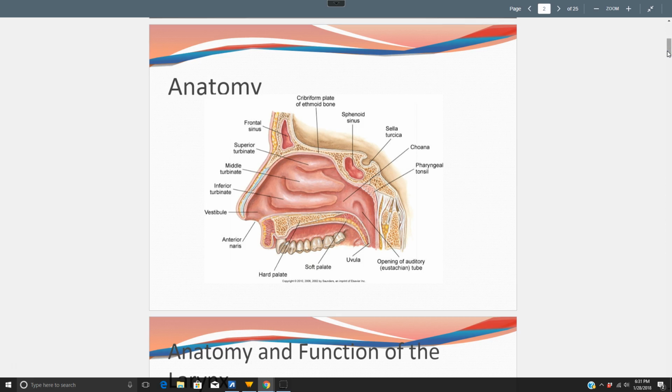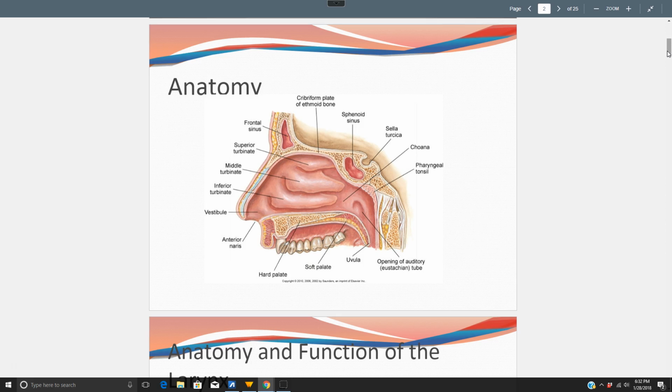This next slide just shows you somewhat of the anatomy, and when we talk about the problems or diseases with this part of the respiratory structures, we're referring to the nose, the sinuses, the oral pharynx, the larynx, and the trachea. And we're going to look at some acute as well as some chronic problems that you may see with these particular structures in the respiratory system.